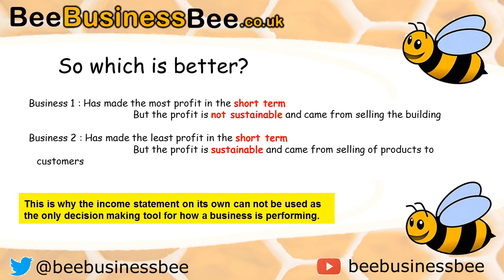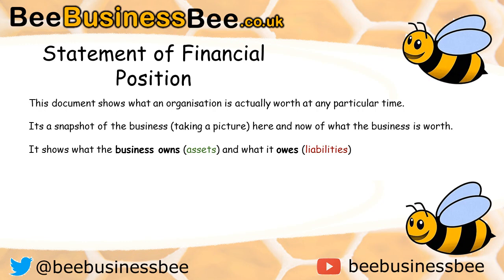Remember, the income statement shows a profit or loss for a business. It doesn't actually show you where that profit or loss came from, but our next document does. And that's why we're going to have what's called a statement of financial position. This document, used to be called a balance sheet, shows you what any business is worth at any particular time. It's like a snapshot, a camera, taking a picture.